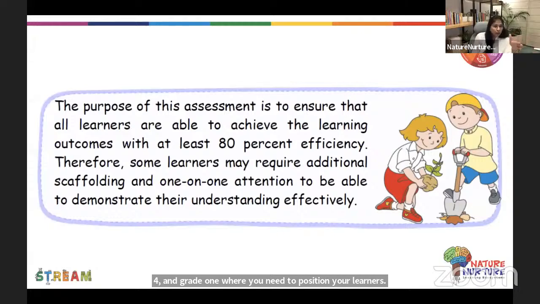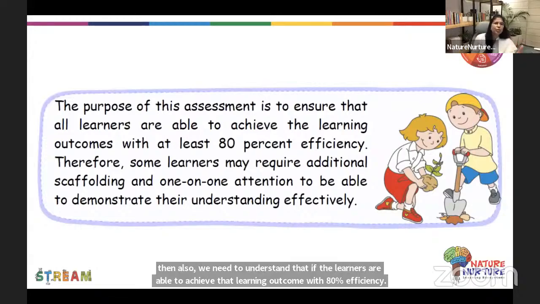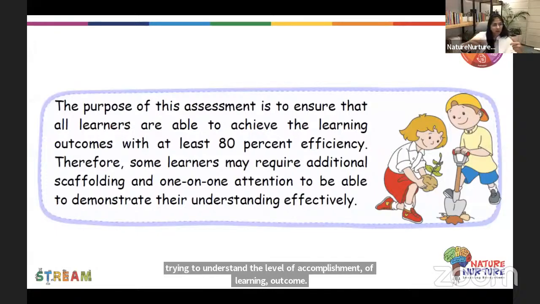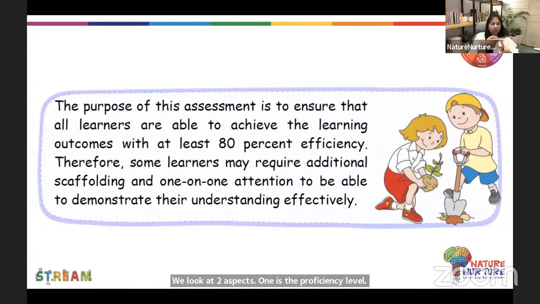So we move ahead. And then also we need to understand that if the learners are able to achieve that learning outcome with 80% efficiency, then perhaps you have reached almost there. So when we are trying to understand the level of accomplishment of learning outcome, we look at 2 aspects. One is the proficiency level, whether the learner is at advanced level or proficient or developing or emerging. And the other is frequency. If the learner demonstrated this learning outcome today, he demonstrates it after 3 days also, after 7 days also. So always, sometimes, mostly, rarely. So these are the two ways of assessing the level of accomplishment of learning outcome. So we move ahead then.